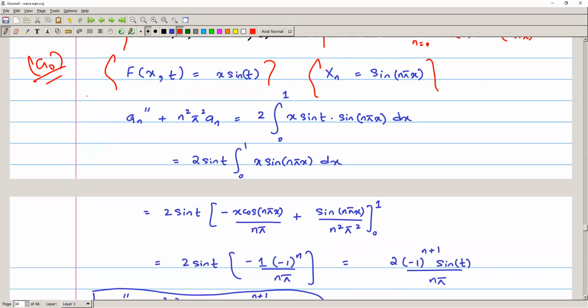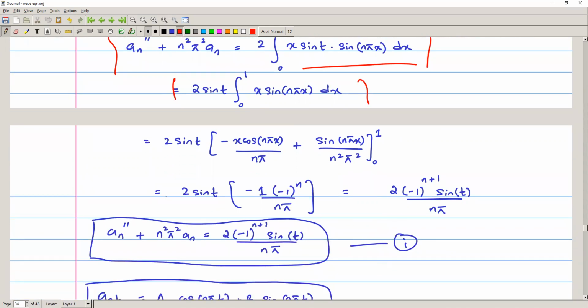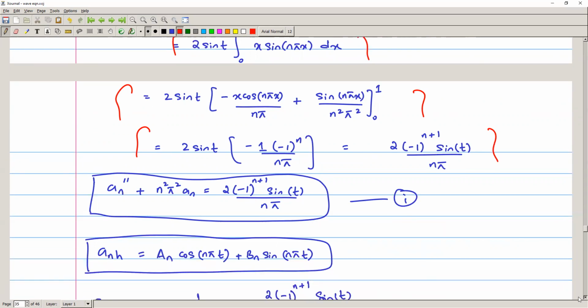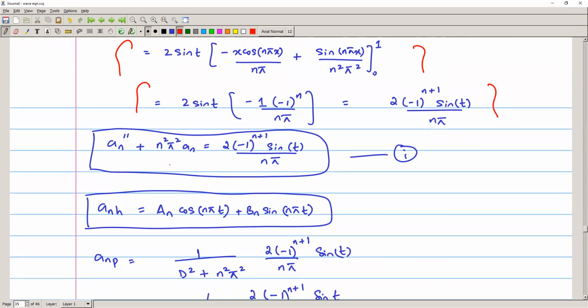Now we will solve this equation for a_n double prime. We will solve the integral here, and finally we will get the result: a_n double prime plus n squared pi squared a_n is equal to 2 times (negative 1)^(n+1) sine t over n pi. By now you should be familiar with these Fourier series problems. This is a second order, non-homogeneous ordinary differential equation.